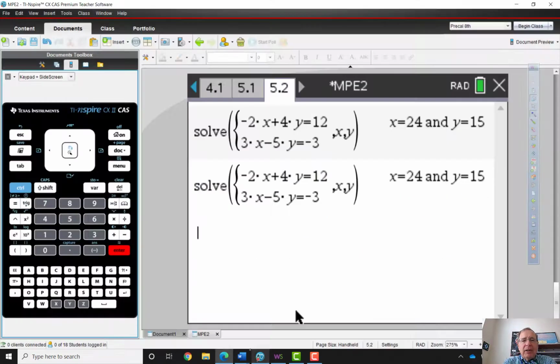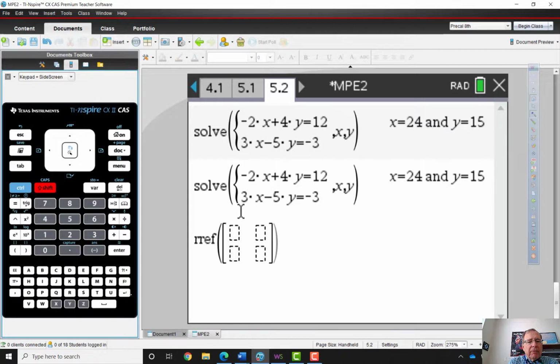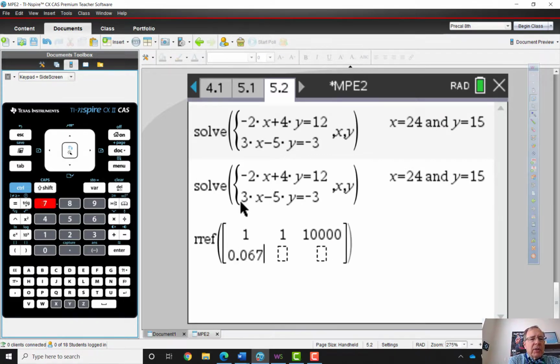And we could have done this in the calculator as well. So I'm going to do RREF parentheses. I need a matrix, so I'm going to do the 2 by 2, shift line feed adds a column, so 1 tab 1 tab 10,000, and then 0.0675 tab 0.055 tab 650.